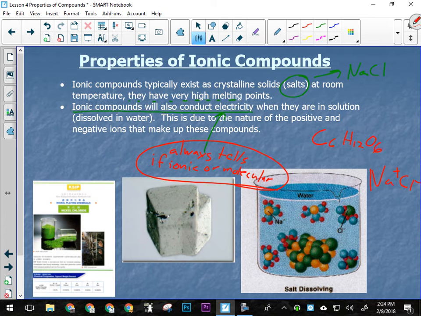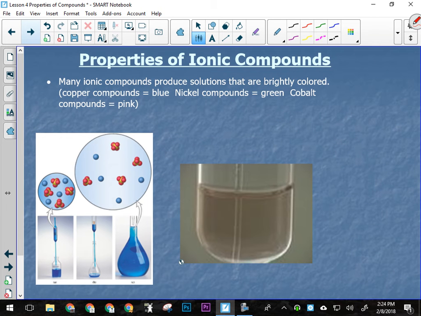Now, looking at these pictures here, okay, we also see that some of the ionic compounds may have very bright colors, right? Anything that contains nickel is going to be green. Okay, so all nickel-containing ionic compounds will be green in color. Okay, nickel just always produces green salts. Okay, so nickel compounds, like we said, are green.